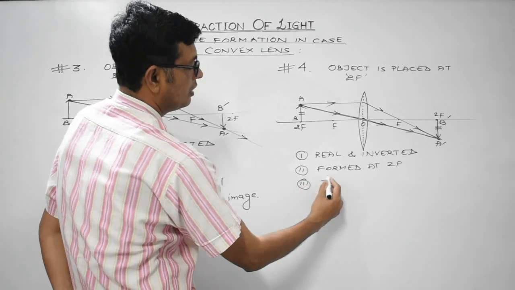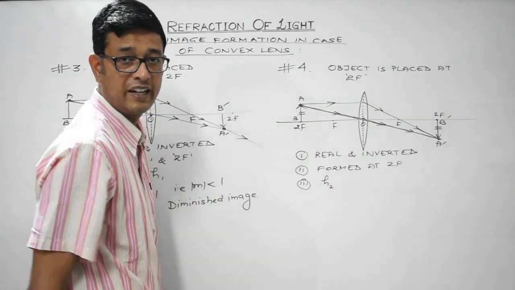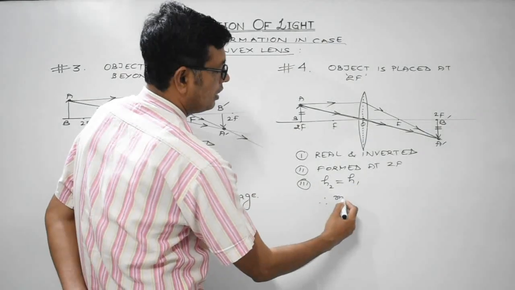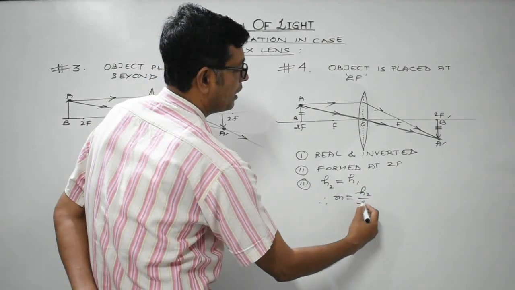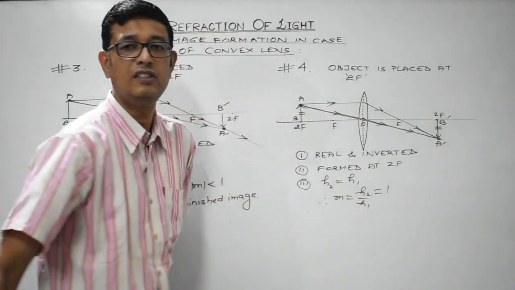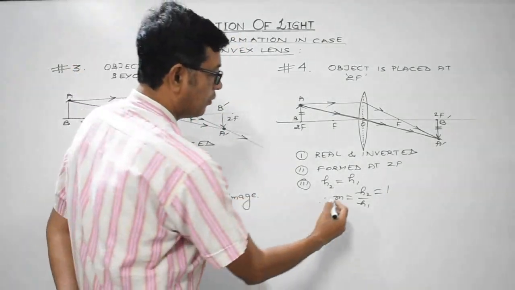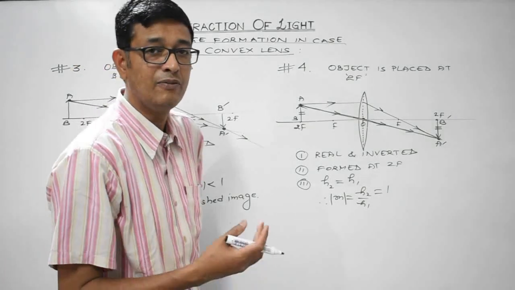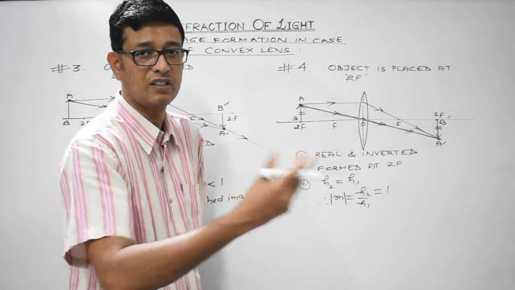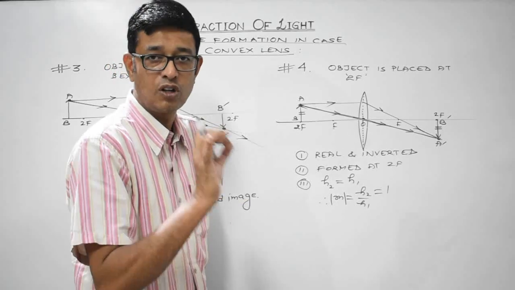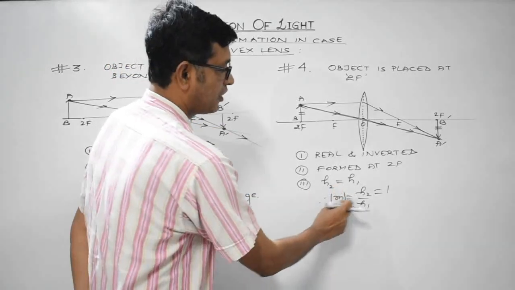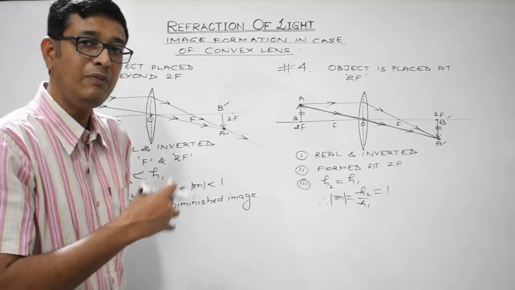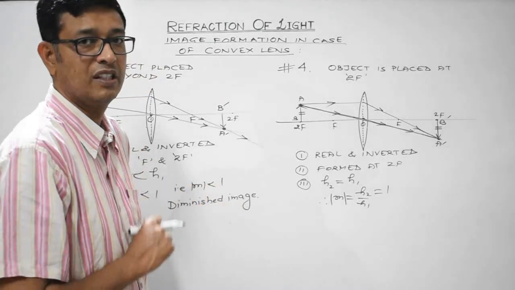Third, here the size of the image, which is denoted by h2, is equal to h1. Therefore, m, which is equal to h2 by h1, is equal to 1. The linear magnification is 1 in mod. If we use sign convention, then m would be equal to -1. That also we will discuss later on, right? But in mod, in magnitude, the linear magnification is equal to 1. That is, the image is of the same size as that of the object.